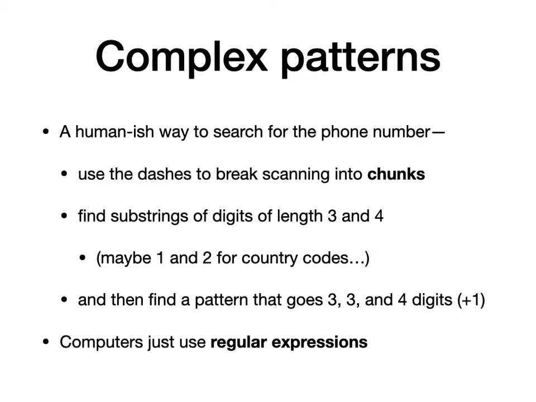So let's recap it. Use the dashes to break your scanning up into chunks. If nothing else, you can at least jump from dash to dash and say, what's on either side of this, right? Find the substrings that are of the appropriate length. The ones and twos you might want for country codes, but the threes and fours are the real key. And once you find a pattern that goes 3-3-4 in terms of the number of digits, maybe the extra one, you're done. You found the phone number. Computers just do this with regular expressions.